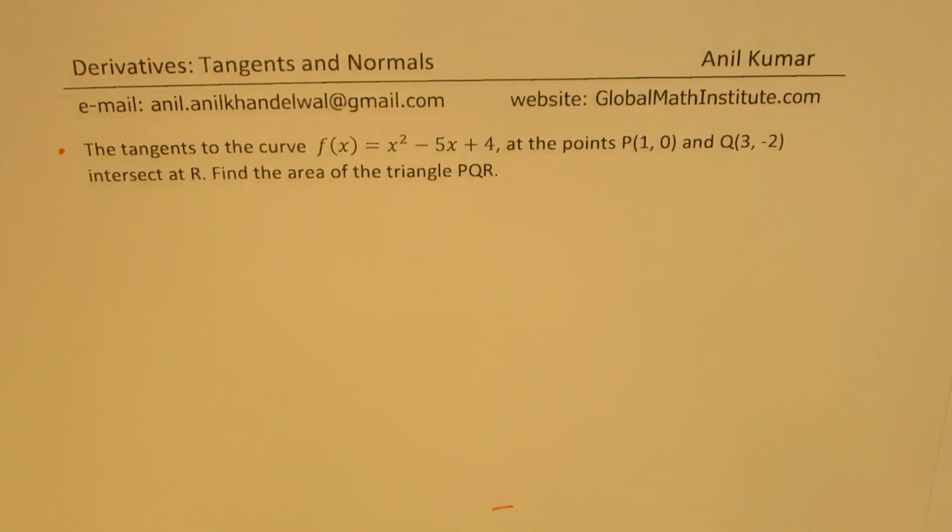We are taking some very important test examples here. These are based on tangents and normals. The question here is, the tangents to the curve f of x equals x squared minus 5x plus 4 at points P(1, 0) and Q(3, -2) intersect at R. Find the area of the triangle PQR.